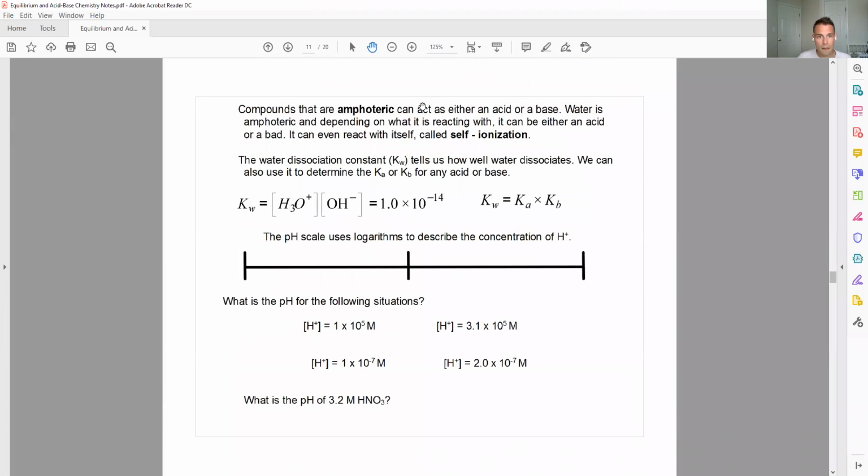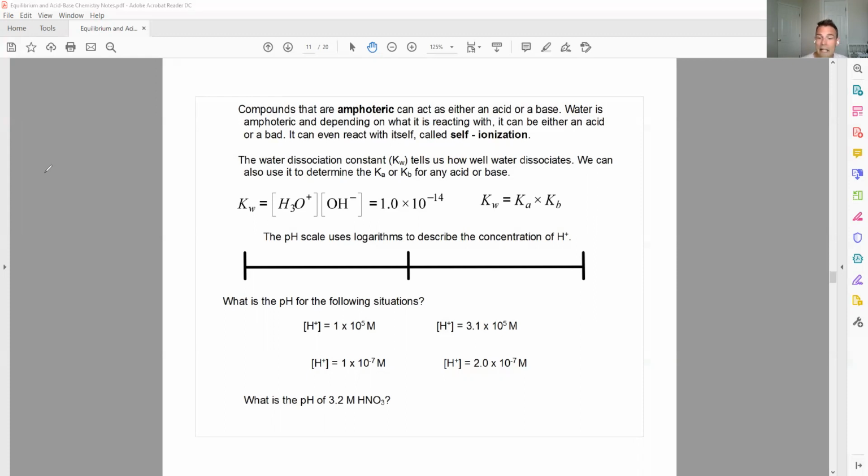So compounds that are amphoteric, which is going to be a new word for you, can act as either an acid or a base. In the previous two examples, in one example, water was an acid. In one example, water was a base. So in that case, it is amphoteric. Water also does something called self-ionization. It can react with itself to turn into its two ions. And we can get a Kw, which is the water dissociation constant, because it will dissociate. It tells you how well water dissociates.